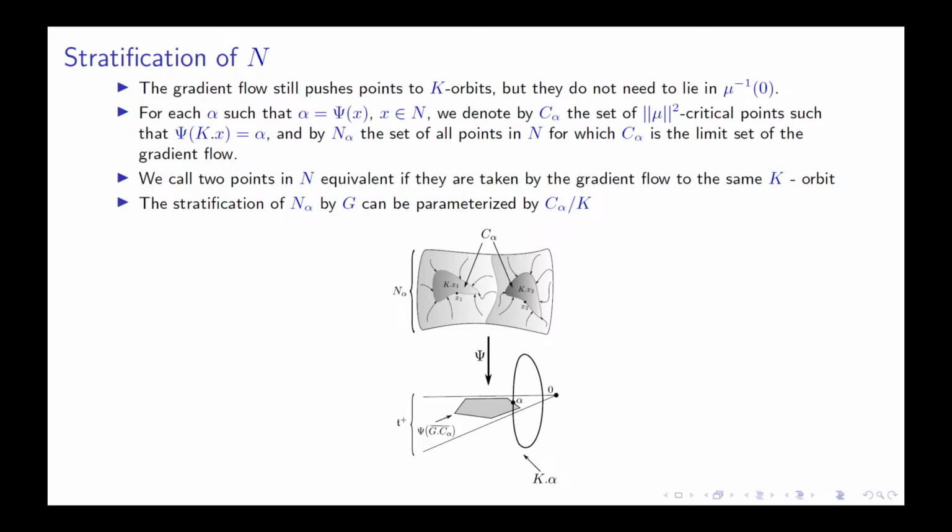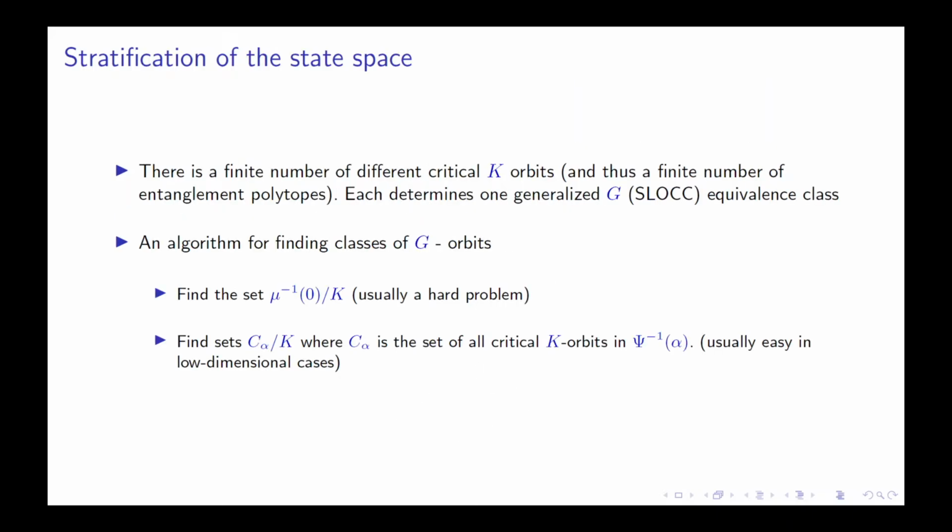Maybe I'll skip it. This is not so important at this moment. So the stratification of the space into generalized equivalence classes, or entanglement classes, is done as follows. There is a finite number of different critical K orbits, that is, a finite number of entanglement polytopes, as I already said, and each determines one generalized equivalence class.